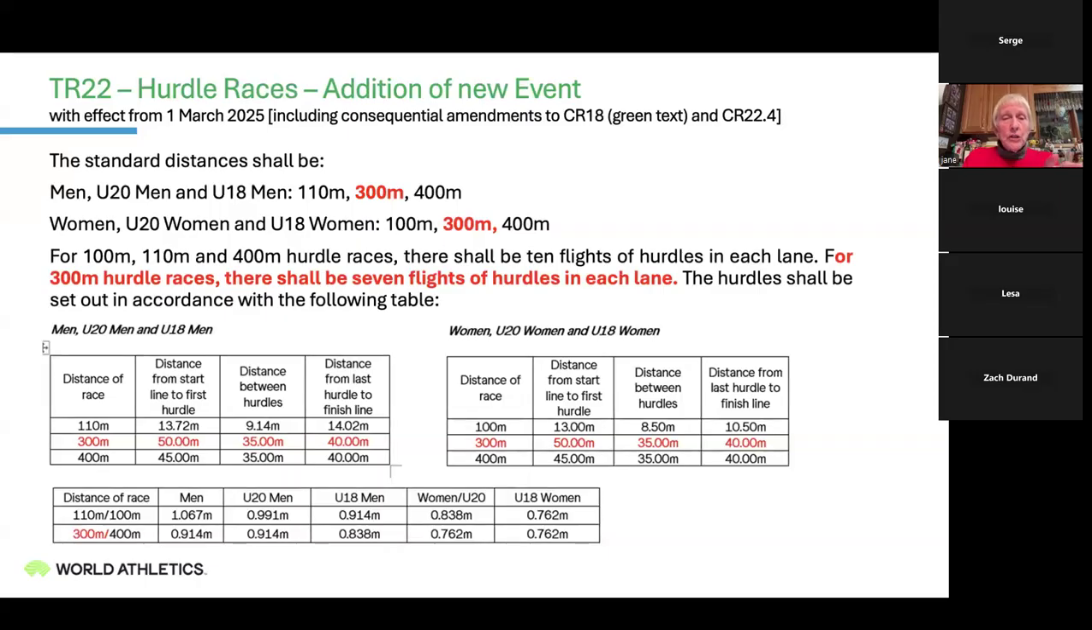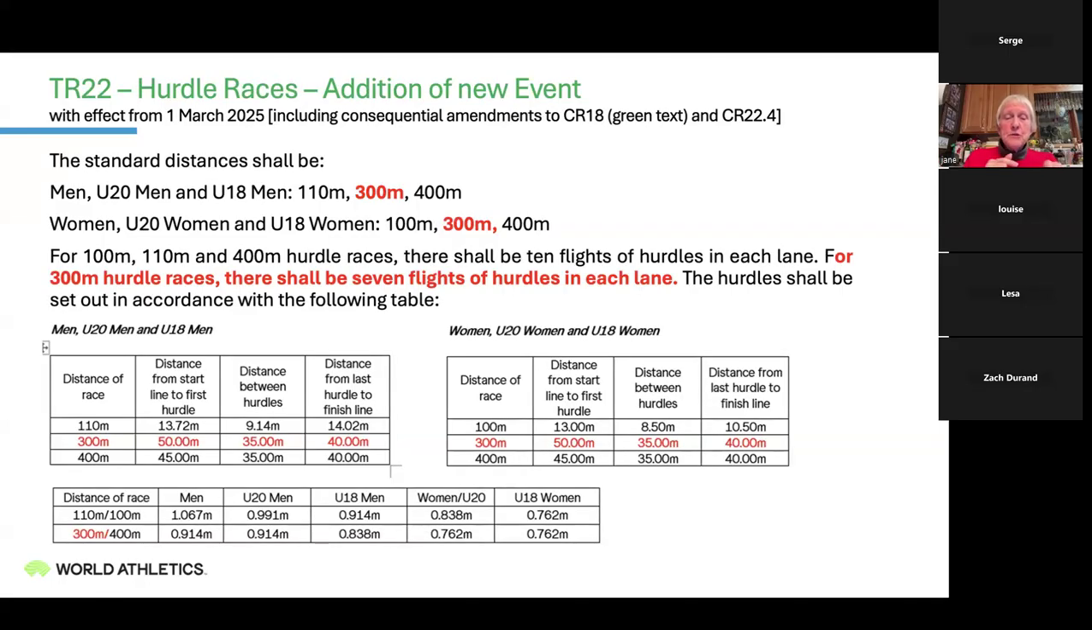Now, the good news is, first of all, 300-meter hurdle races shall have 7 flights of hurdles in each lane. And the good news is 300 and 400-meter hurdles are similar, except for the distance to the first hurdle. So in 300-meter hurdles, it's 50 meters to the first hurdle. In 400, it's 45 meters to the first hurdle.